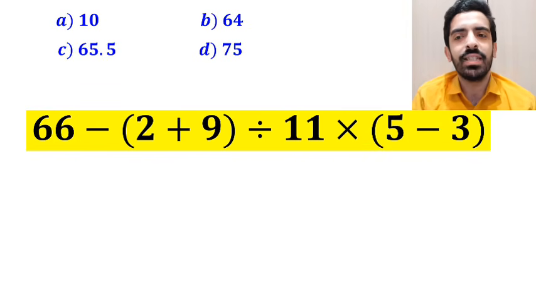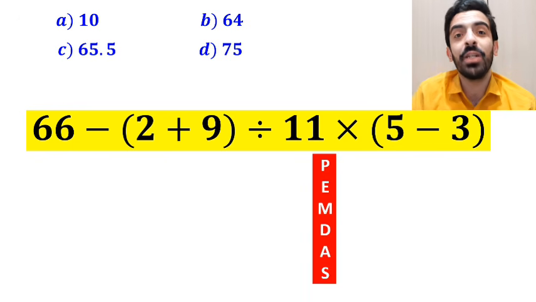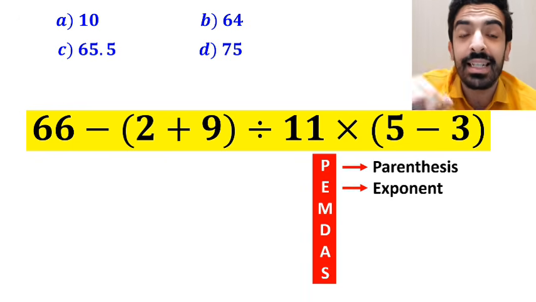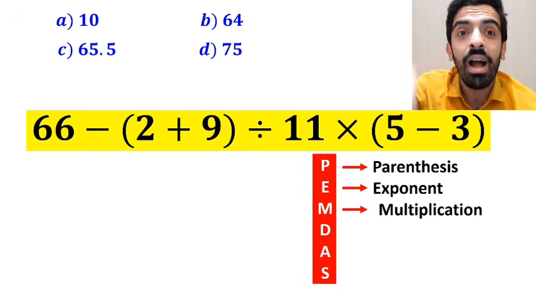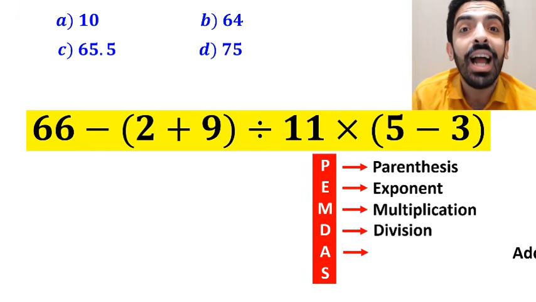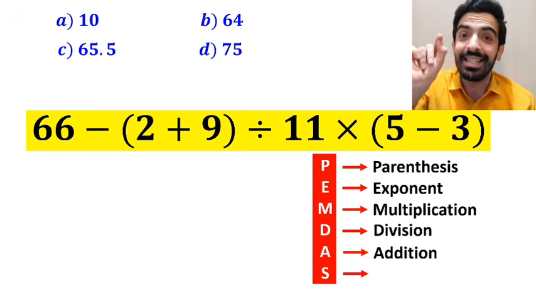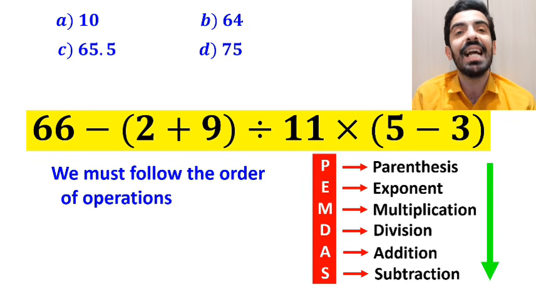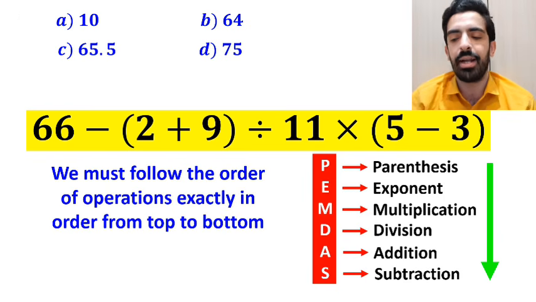Alright, now let me walk you through step by step how to solve this expression properly. To solve this question, we must follow the PEMDAS rule step by step. In this rule, P stands for parenthesis, E stands for exponent, M stands for multiplication, D stands for division, A stands for addition, and S stands for subtraction. We must follow the order of operations exactly in order from top to bottom.